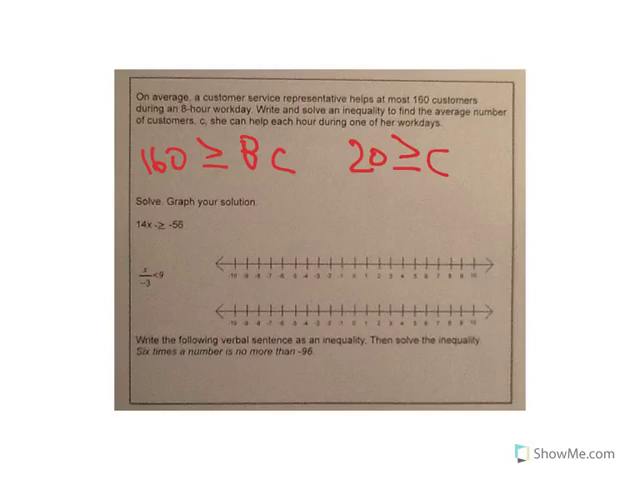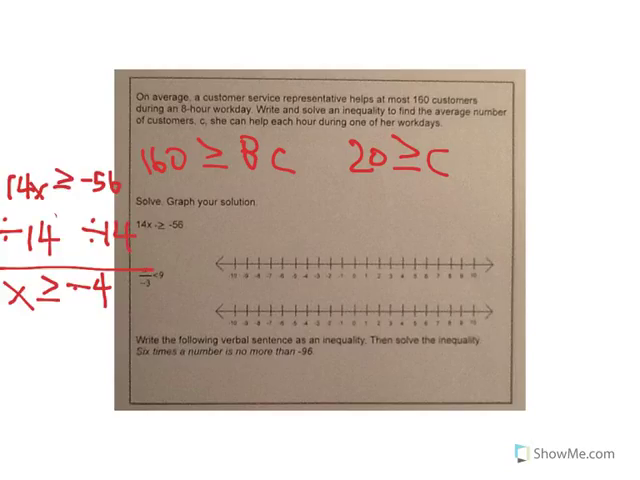So looking at this example here, we've got 14x is greater than or equal to negative 56. So we're going to divide both sides by 14. I rewrote it out here. We're just going to divide both sides by 14, so we end up with x is greater than or equal to negative 4. So remember that it has to be a filled in circle here. And then what we're trying to figure out is, are we going left or right?